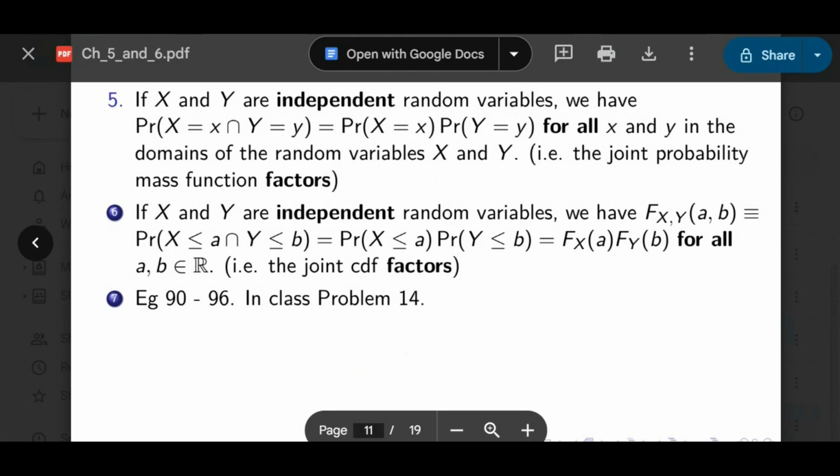Again, because now we have two random variables running around, we have to put a subscript to show whose CDF is this. This is the CDF of X. This is the CDF of Y. Okay. So a few more examples.